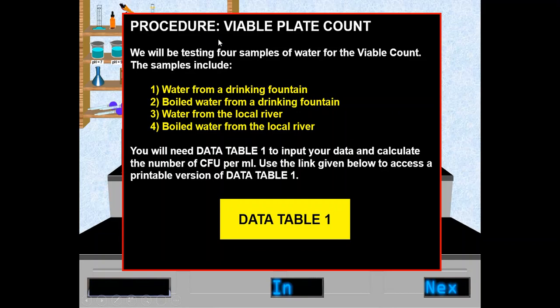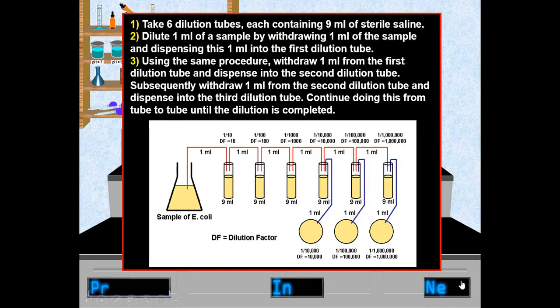So this is the procedure of viable plate count, and this procedure has four samples: first, water from a drinking fountain; second, boiled water from a drinking fountain; third, water from the local river; and lastly, boiled water from the local river. So next, these are the procedures.